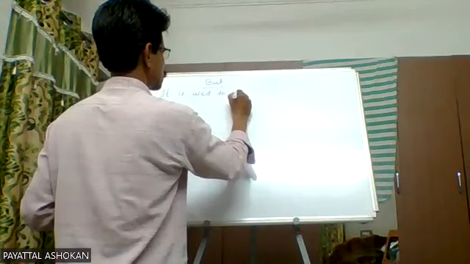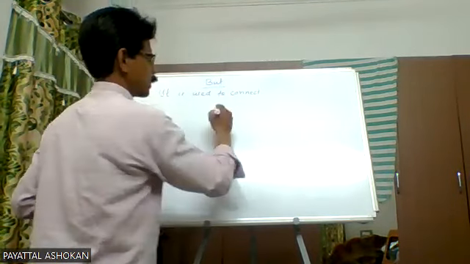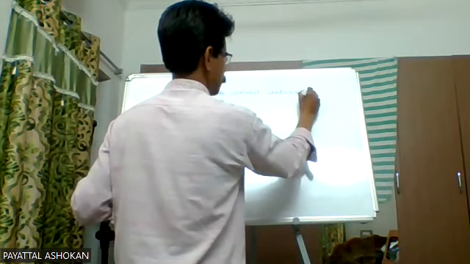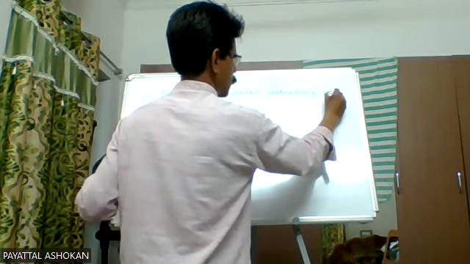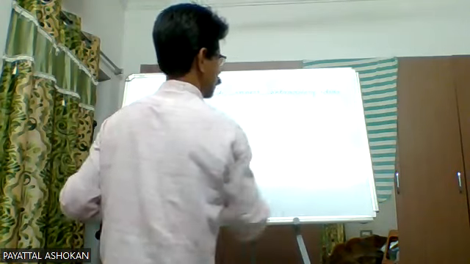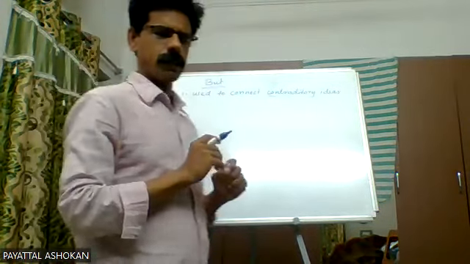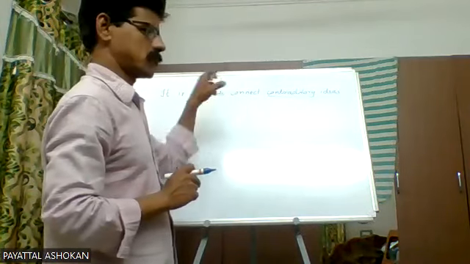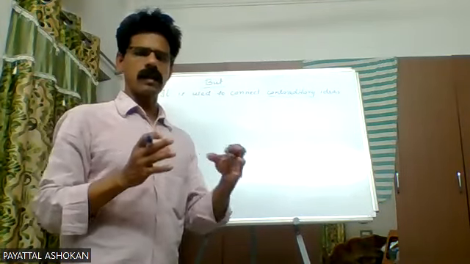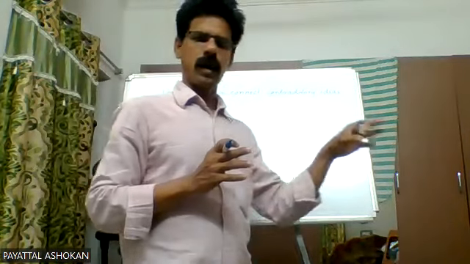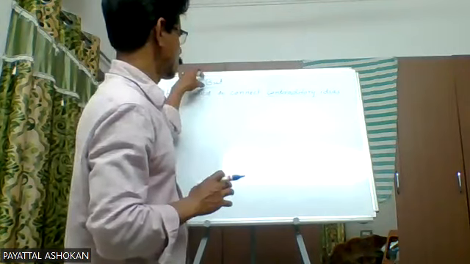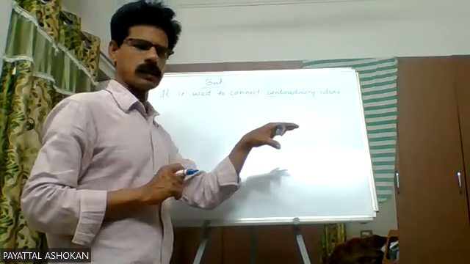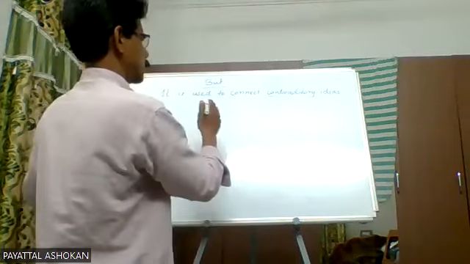It is used to connect contradictory ideas. What is meant by contradictory ideas? Opposite ideas. Whenever we want to connect two opposite ideas, we must use "but", not for similar ideas. For connecting similar ideas we used "and" already. Whenever the ideas are contradictory, opposite, we have to use "but" as the conjunction.